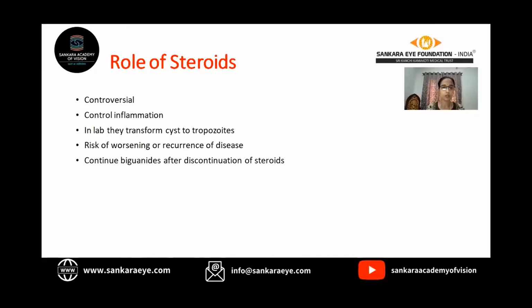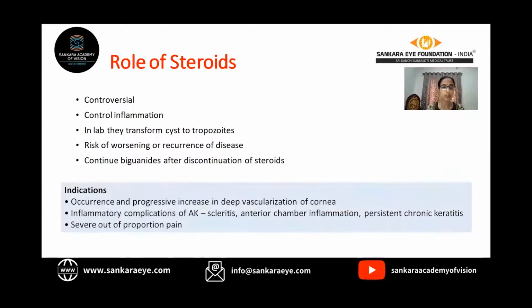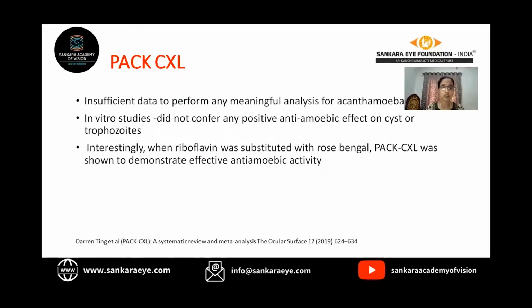A lot of literature discusses the role of steroids, which is controversial. It is beneficial for the control of inflammation. In the laboratory, steroids will transform cysts to trophozoites, but there is a risk of worsening or recurrence of disease also. So one should continue biguanides after the discontinuation of steroids. The main indications for steroids are occurrence and progressive increase in deep vascularization of the cornea, inflammatory complications of AK involving sclera and anterior chamber, and severe out of proportion pain.